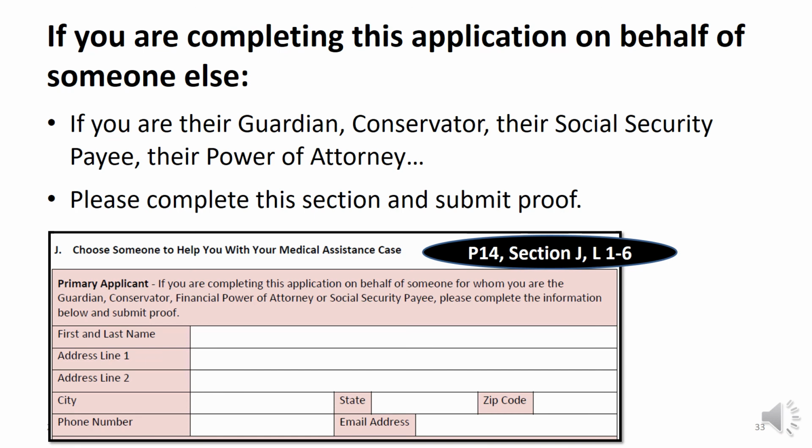Again, if you are the guardian or conservator or the Social Security payee, the person that holds durable power of attorney, etc., please complete this section on page 14 and remember to submit proof that you are who you claim to be on the application along with the KanCare application.